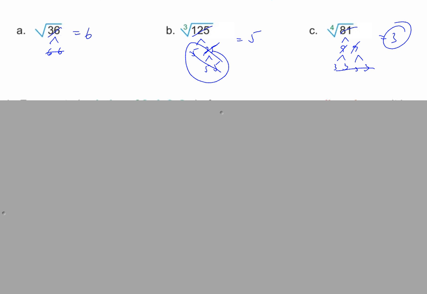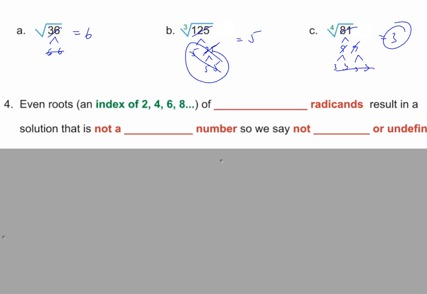And I don't care if they're x's, y's, z's, quantities, numbers, it doesn't matter. If I'm taking a fourth root, I need 4 of them. If I'm doing a cube root, I need 3 of them. If I'm doing a square root, I need 2 of them to take the square root of it. That's the idea. If it were a fifth root, I'd need 5 of them, etc.